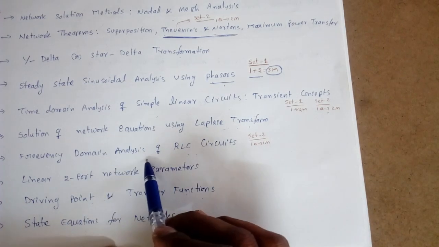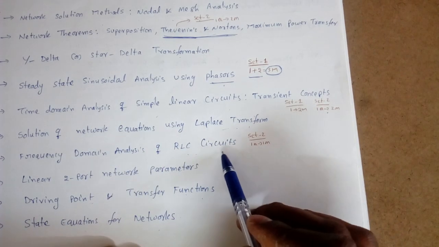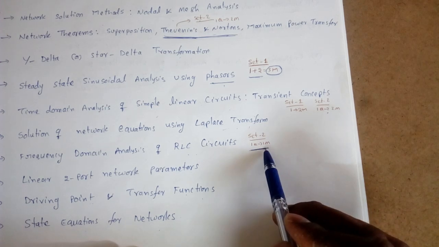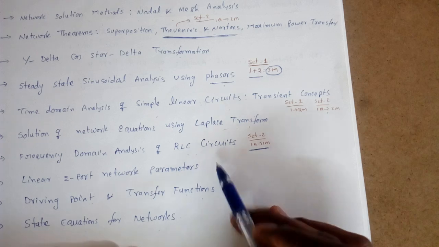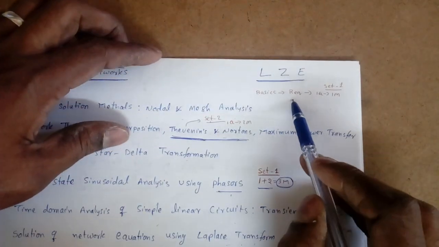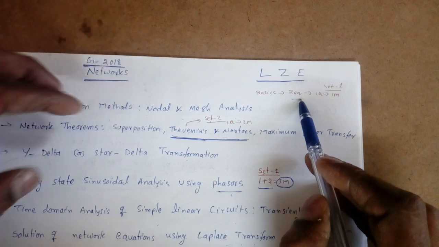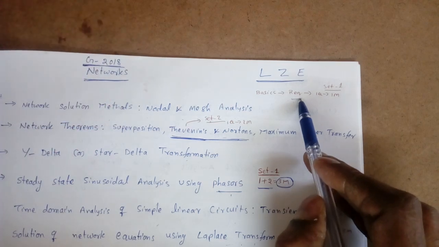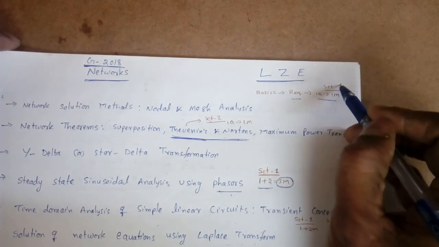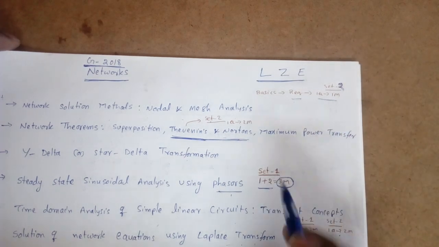But in frequency domain analysis of RLC circuits, I told you the resonance concept. In set 2 we got one question for 1 mark, right? Remaining we did not get any questions. One more question, from the basics, finding the R equivalents, maximum and minimum resistances. That was in set 2 for 1 mark.